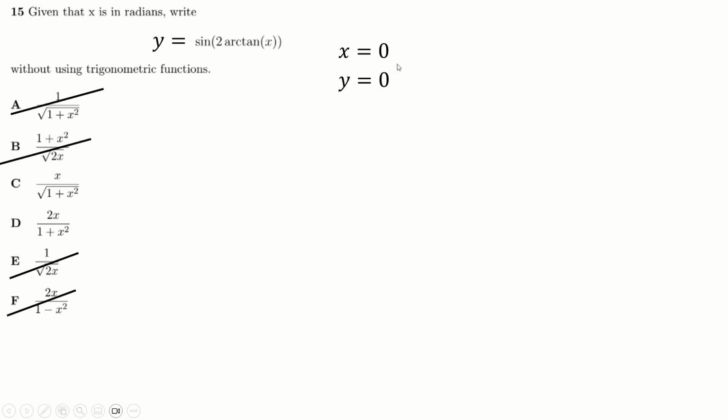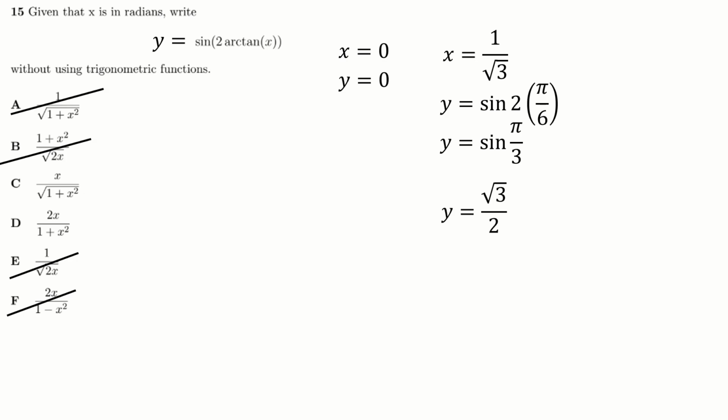Next value to put in, maybe just put in 1 over root 3, because arctan of 1 over root 3 is pi over 6. 2 pi over 6 is pi over 3, and sine of pi over 3, I believe, is root 3 over 2. So we're now aiming to look at these two and find the one that when you put in 1 over root 3 gets you root 3 over 2.